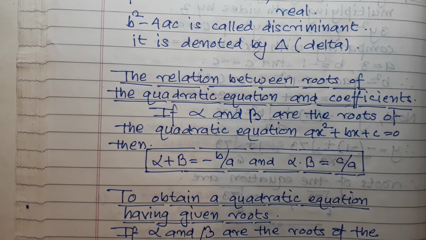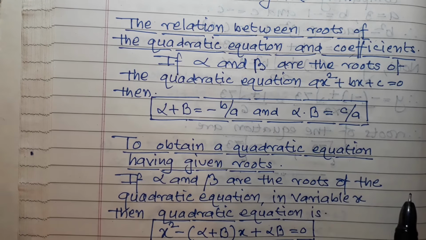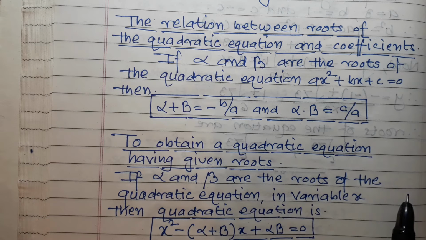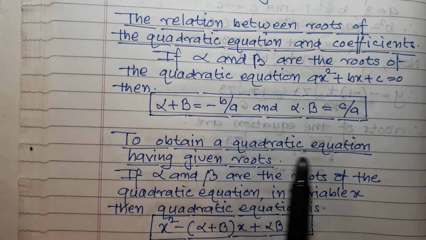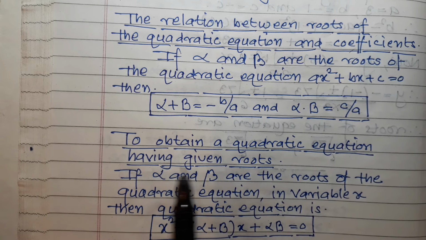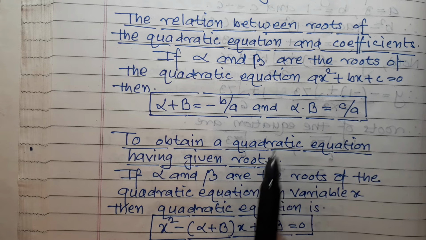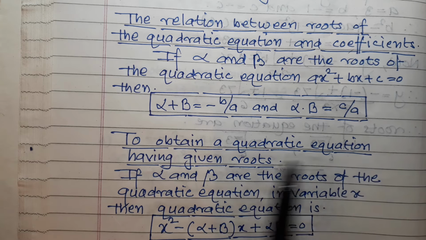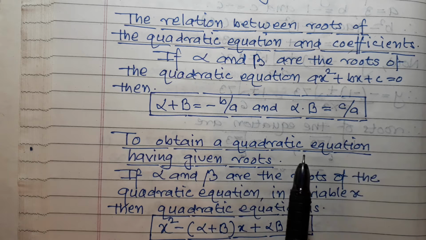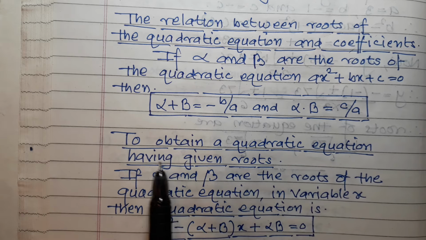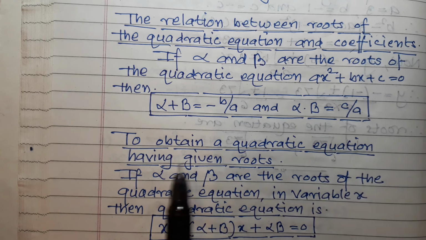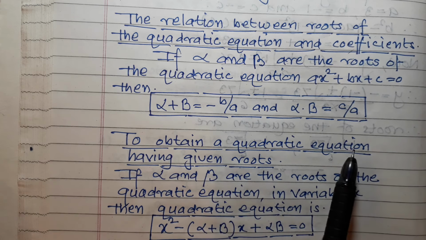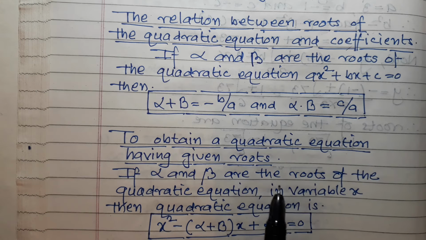Now by means of this you can obtain a quadratic equation. To obtain a quadratic equation having given roots, suppose the roots are given, then you can write a quadratic equation. Always, when a quadratic equation is given you find roots, but if roots are given then you can write the quadratic equation. So now try to understand this.